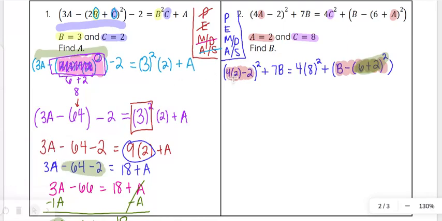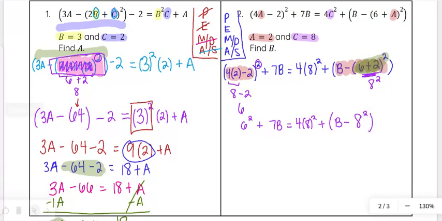So on the next step, 4 times 2 is 8, and then minus 2 is 6. So we really have 6 squared here, plus 7b equals 4 times 8 squared plus, in parentheses, b minus, and then 6 plus 2 comes out to be 8, and then we do have that squared. And we'll talk about that in just a minute. So if I just simplify in the parentheses, that covers the first step. Then we move on to exponents.